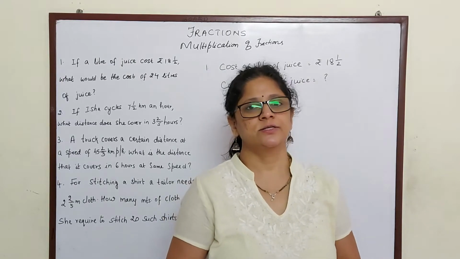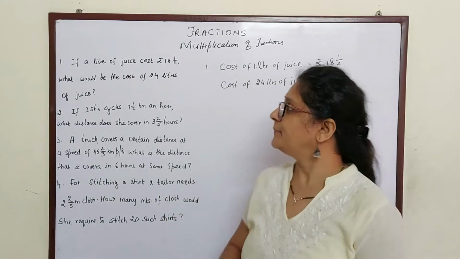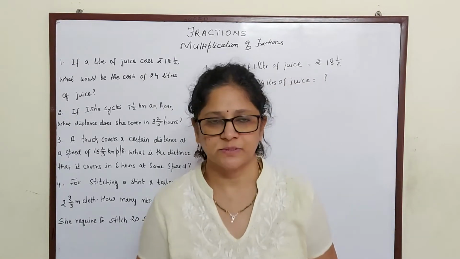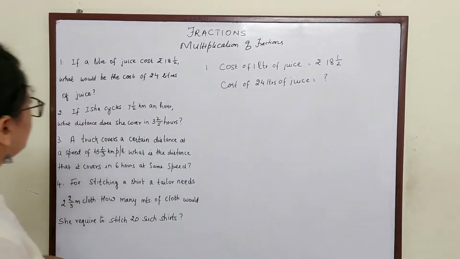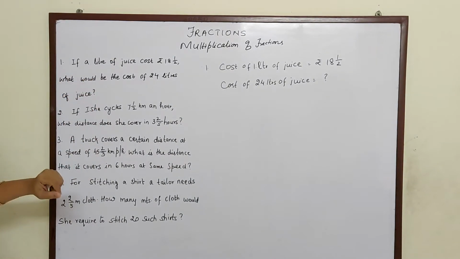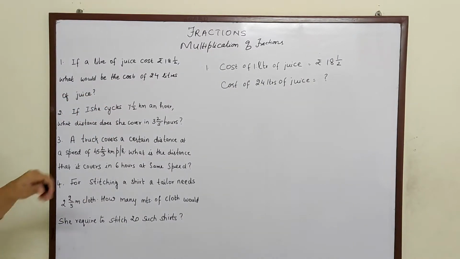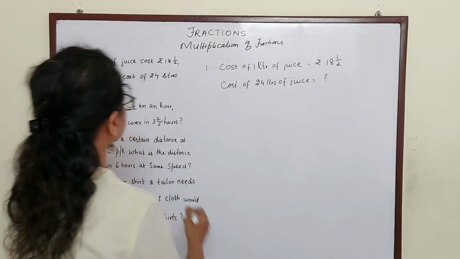Hello children, so today we are back with multiplication of fractions, but we will be solving word problems. Let us go to the first word problem. If a liter of juice cost rupees 18 and a half, what would be the cost of 24 liters of juice? So we can write the information given like this.